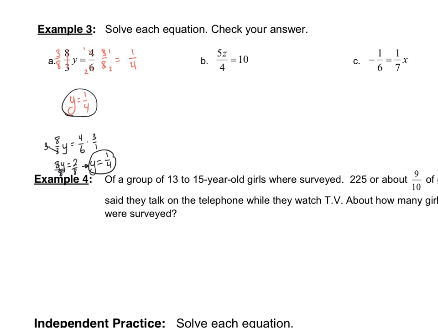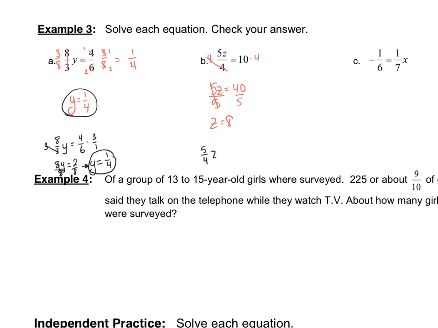For 5z over 4, you have to decide if you're going to multiply by 4 or multiply by the reciprocal. If I multiply by 4 to cancel that denominator, then I have 5z equals 40. And then from there, divide both sides by 5, and z equals 8. You can still check these, but I'm going to do it the other way now.